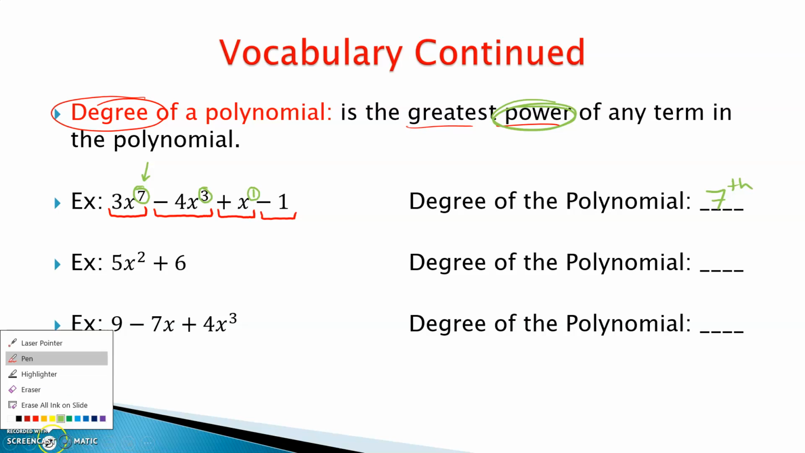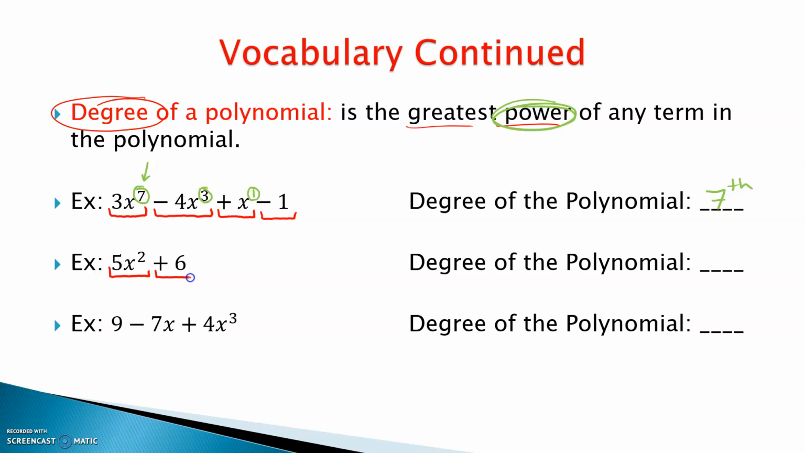So the next one, let's take a look at the next one. What is the degree of this one? There's 5x squared plus, and then there's a plus 6. So look at your terms. Which one has the biggest exponent? There's a 2 here. There's no exponent on this guy. So 2 is going to be the degree of this polynomial. It's a 2nd degree polynomial.